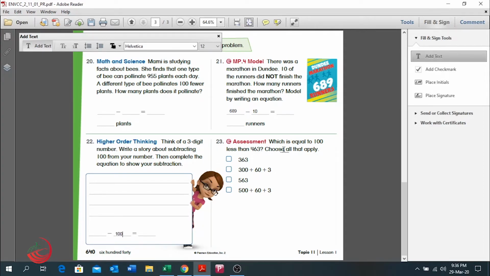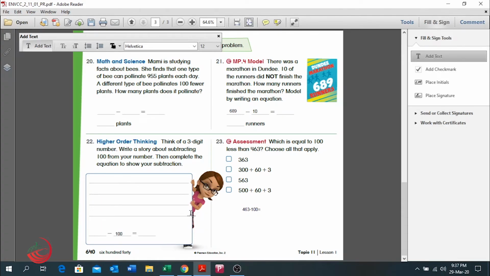Number 23. Which is equal to 100 less than 463? Choose all that apply. Again, you guys, choose all that apply means that there can be more than one correct answer. You can choose 2 answers, 3 answers, or even 4 answers if they are correct. 463 minus 100 equals what?